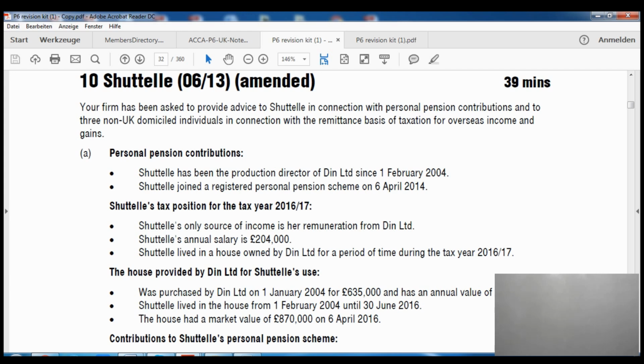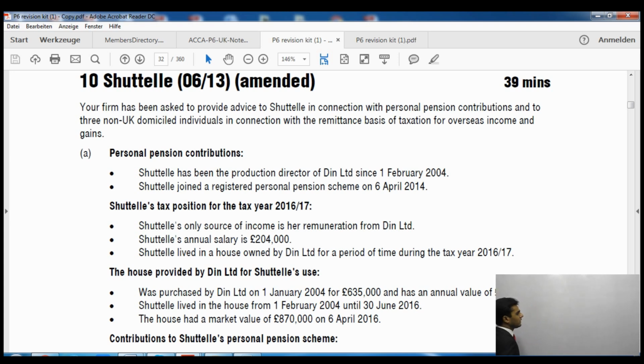And then it says he lived in a house owned by D Limited for a period of time during the tax year 16-17, house provided by D Limited for the Shuttelle's use. Now this is the detail of the house which was provided. So we'll move to the house later, and let's start doing the question, and we will do it on the board now.